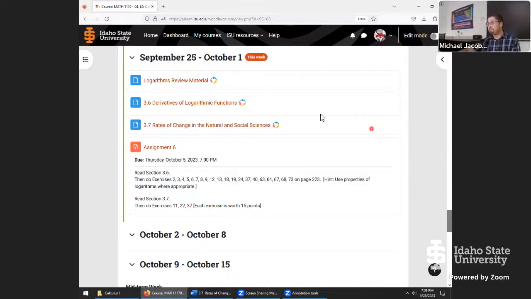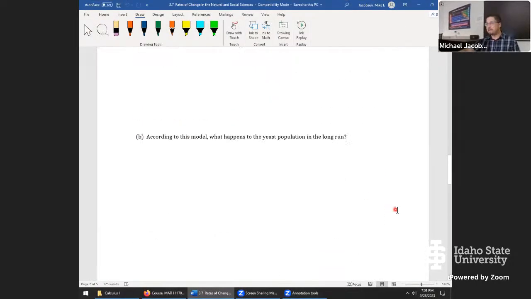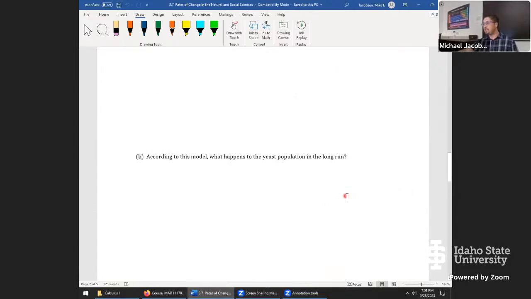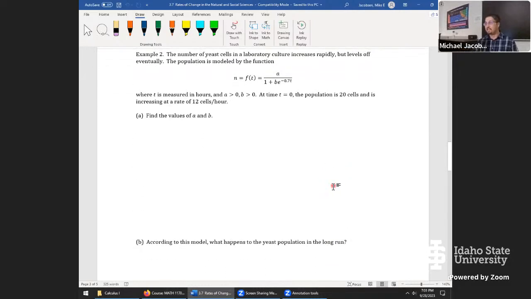So in section 3.7, we're dealing with rates of change in the natural and social sciences, or derivatives in applied settings is another way you could say that. We finished up our first example and our third example below because it was a little bit shorter. That saved this one just so we can make sure we had enough time to do it in completion. So here's what's going on in this setting.